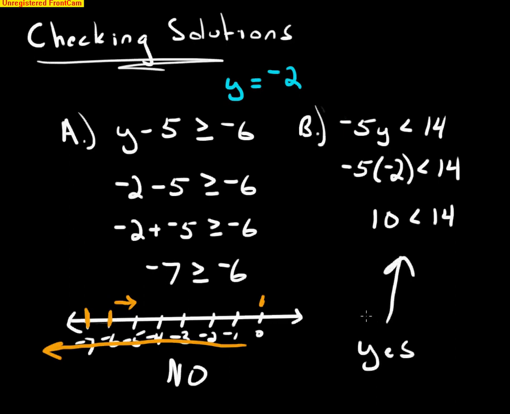So with A, not a solution. With B, negative 2 is a solution. So two examples of how you check solutions. So essentially all you need to do there is whatever value they give for the variable, go ahead and plug that into the inequality and do the math, and then find out if it reads as true or false. So instead of saying yes or no, you could put true or false.